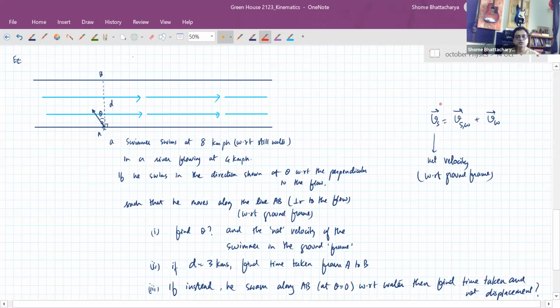This is the velocity with respect to water. This is the swimmer's velocity with respect to the water, and this is the flow velocity. So this equation has to be used.